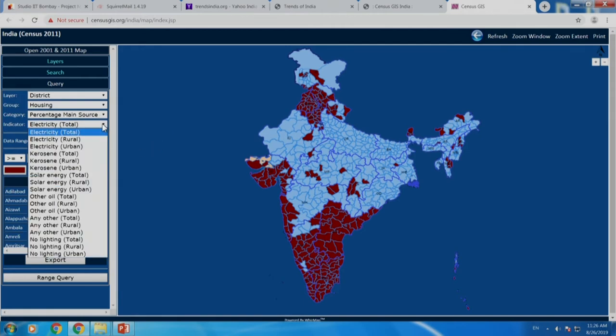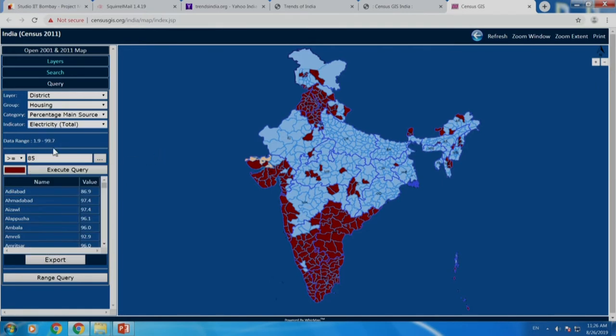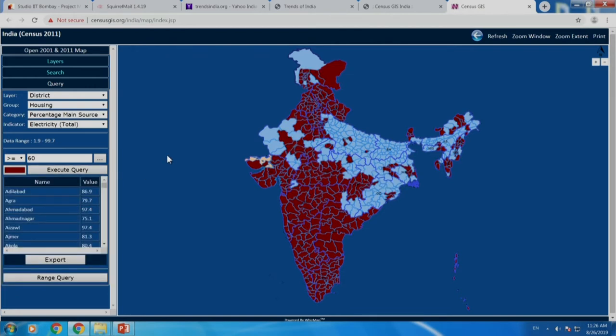So let us go back to our 60% and be happy that a fairly large number of the country has districts with more than 60% households which are having electricity.